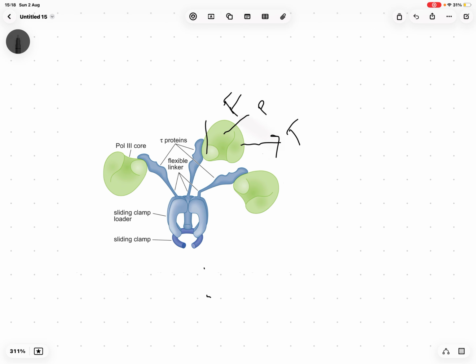These three domains are present, and these polymerases, in replication, synthesize the daughter DNA using the template DNA. They add complementary nucleotides to the template DNA so that they synthesize the daughter DNA.